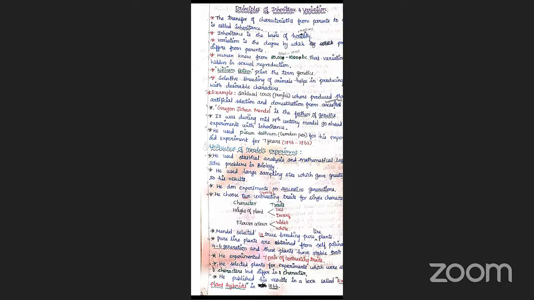Mendel selected 22 varieties of garden pea plants. Kindly take a note of these hints. During the exam time, those hints will support you. So Mendel selected 22 varieties of garden pea plants. That is also an important question. He selected 22 varieties and 7 characters. He did his experiment for 7 years, from 1856 to 1863.